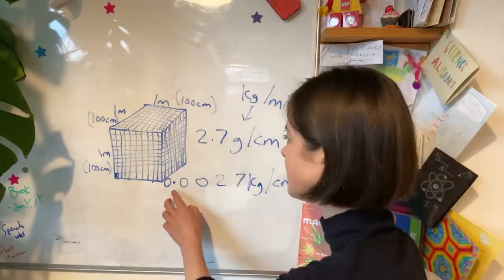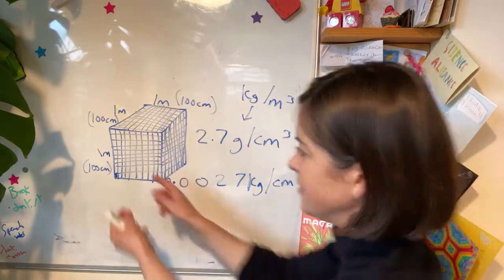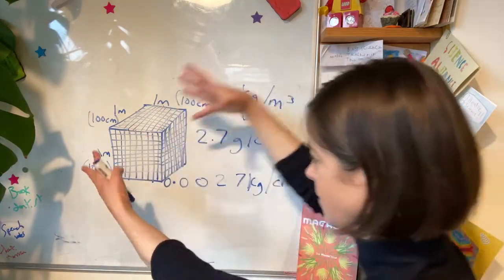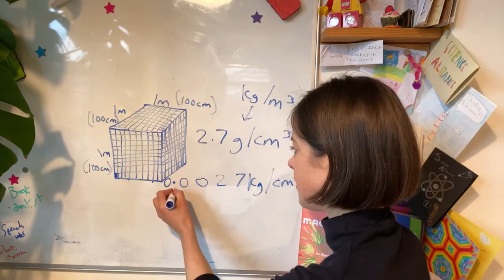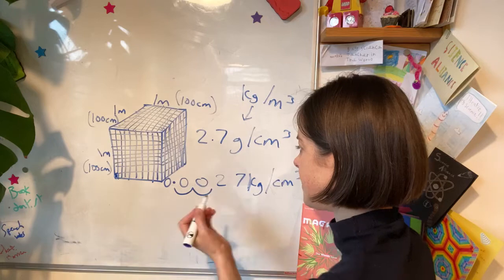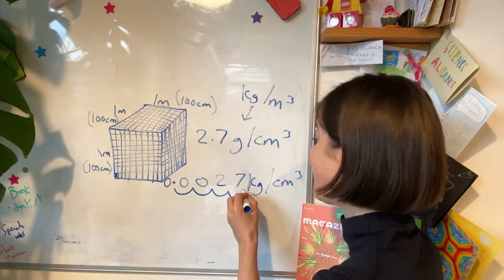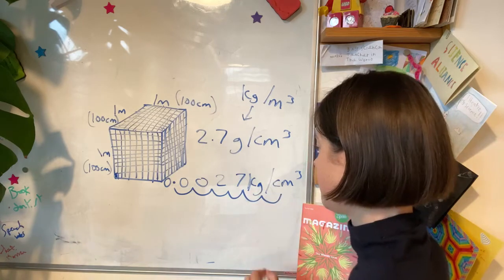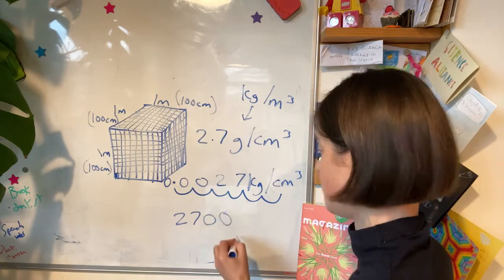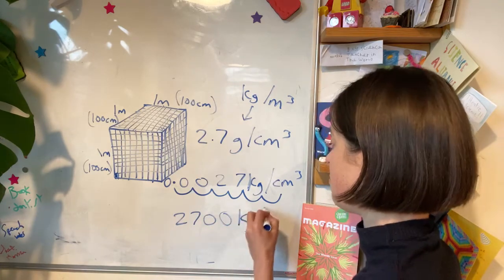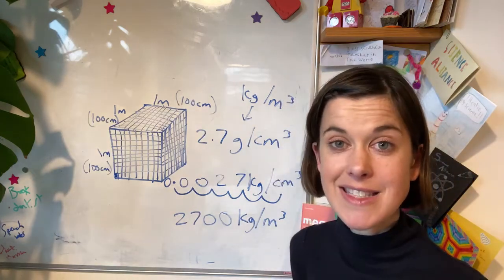So you have to times it by 100 and then times it by 100 and then times it by 100 again to go from 1 centimetre cubed to a metre cubed. So let's times it by 100. We go forwards 2, times it by another 100, we move that decimal point forwards another 2, and then times it by 100 again, we move it another 2, and what we end up with is 2,700 kilograms per metre cubed, which if you look it up, is the density of aluminium.